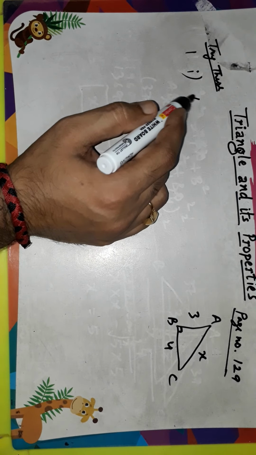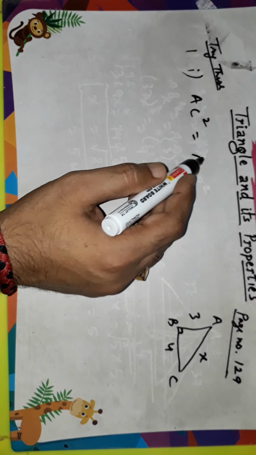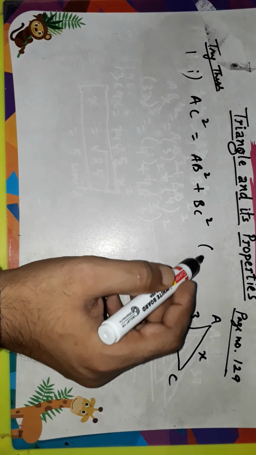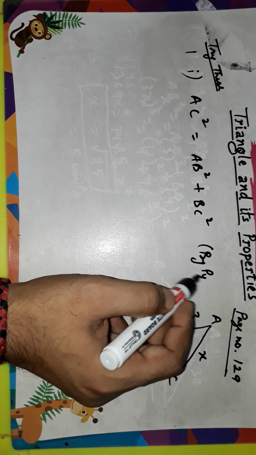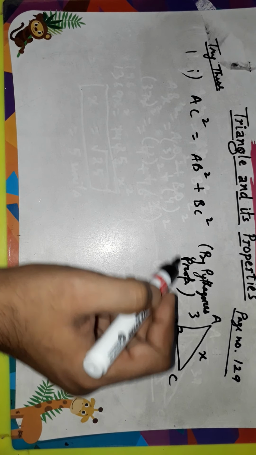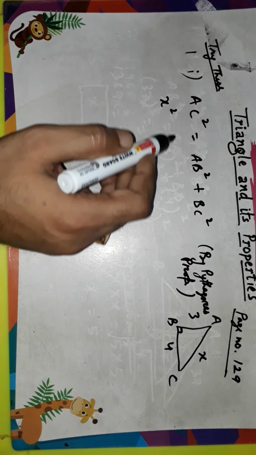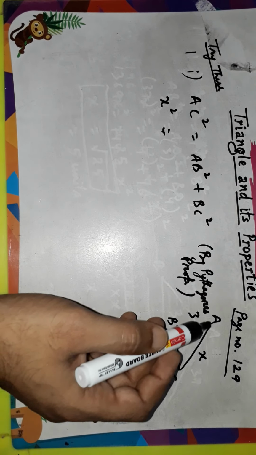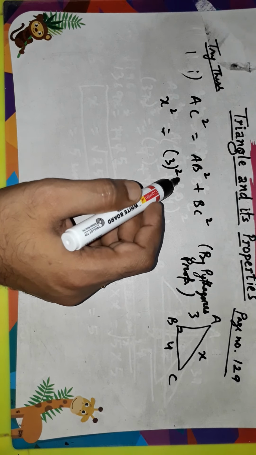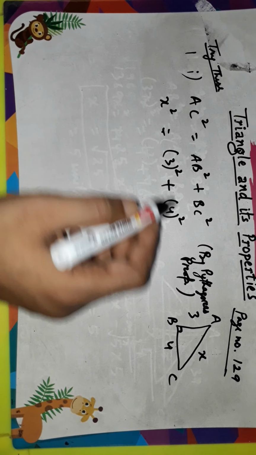So hypotenuse square equals perpendicular square plus base square, by Pythagoras property. Also mention the reason. Now AC square: in place of AC you can observe that there is x, so x square. In place of AB there is 3, so 3 square. In place of BC there is 4, so 4 square.